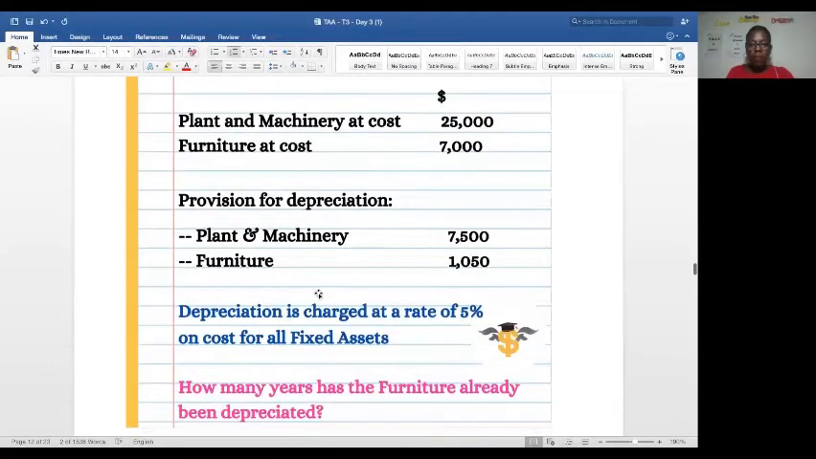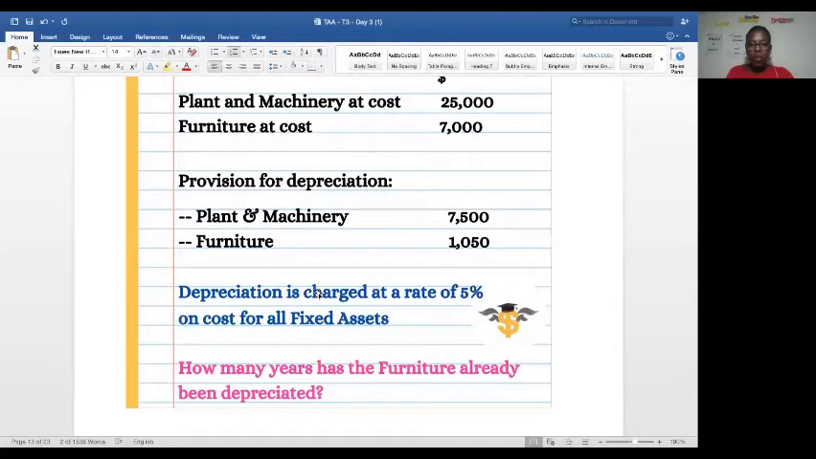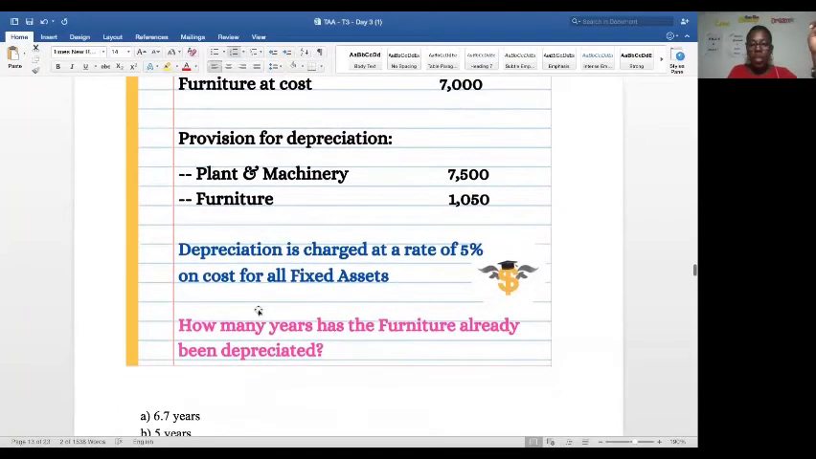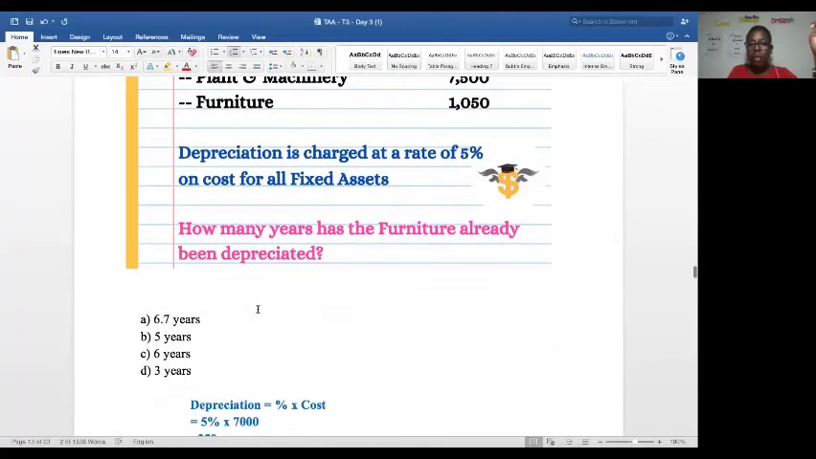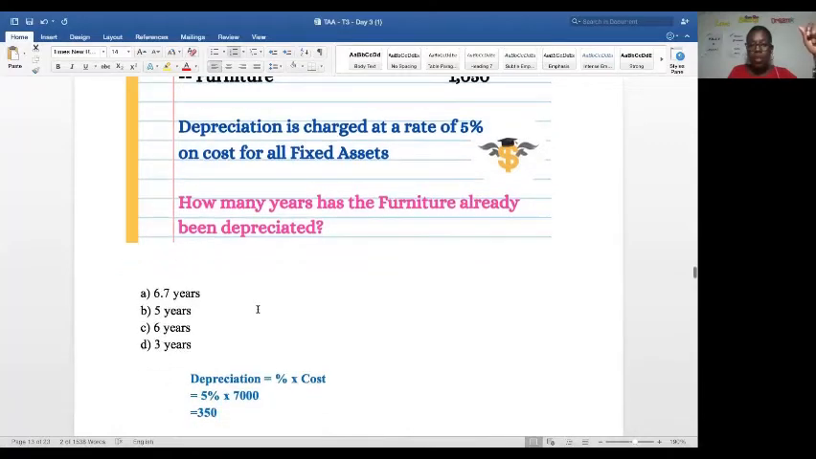Number 5, pretty interesting question. Plant and machinery at cost 25,000, furniture at cost 7,000. Provision for depreciation, your accumulated depreciation: plant and machinery 7,500, furniture $1,050. Then they went on to tell us that depreciation is charged at a rate of 5% on cost for all fixed assets. How many years has the furniture already been depreciated?